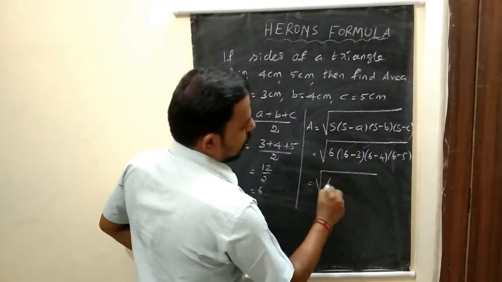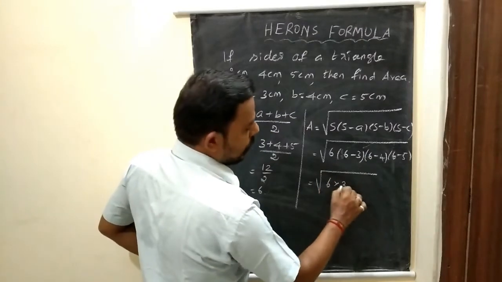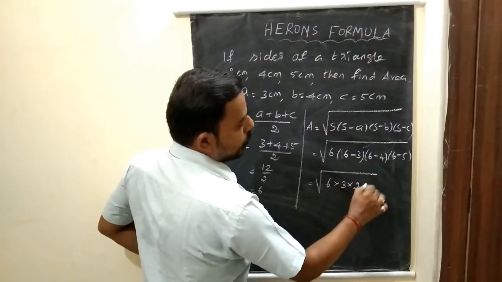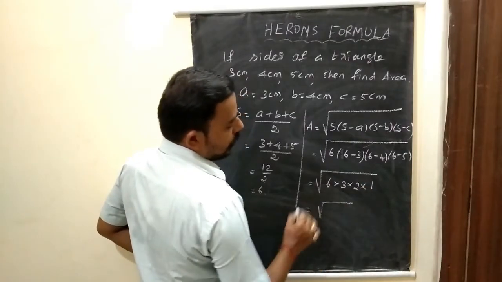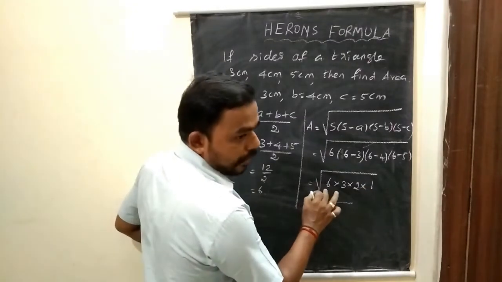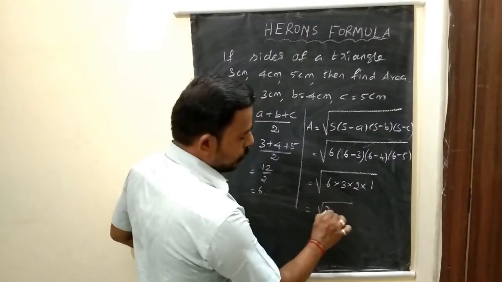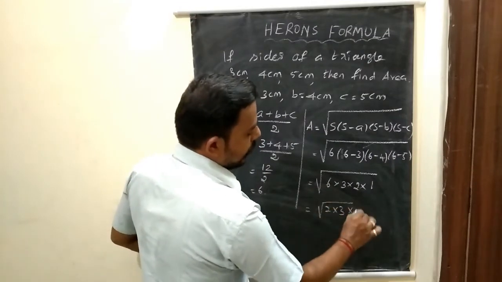Square root of 6 into 6 minus 3, that is 3. 6 minus 4, that is 2. 6 minus 5, that is 1. Now write the prime factorization of 6: 2 into 3, and 3 into 2.